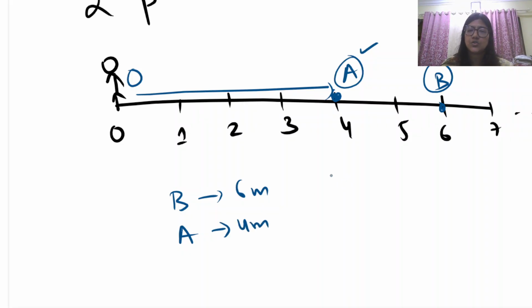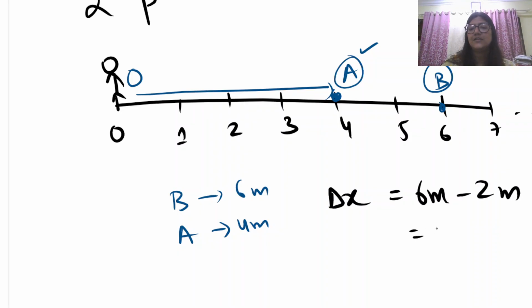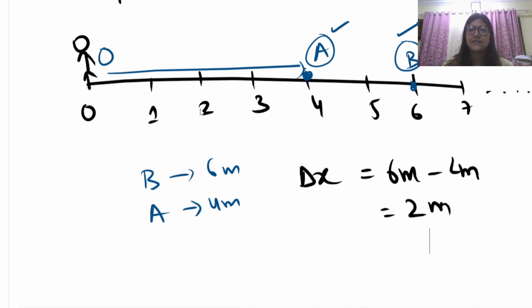Now change in motion, let's say X. What does X mean? Let's just write this for now. Delta X is equal to 6 meter minus 2 meter. The change in position has been what? 4 meters. Sorry, I messed that up. The change in position has been 2 meters, right?